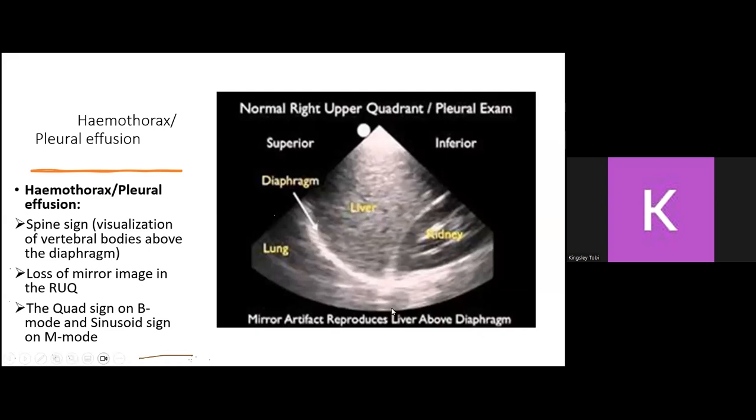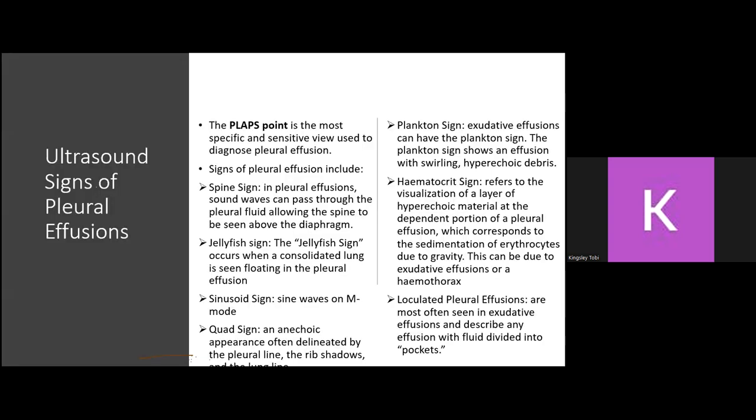And once you see the spine sign, you put the machine on M mode, and you see the sinusoidal sign on your M mode. This patient, most likely, more than 90%, has pleural effusion that may require drainage. All right, I'll leave that. These are other signs that I mentioned before.